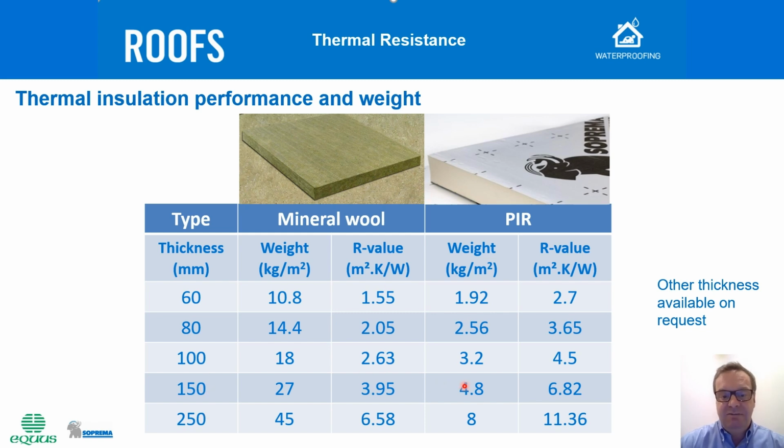On the other hand, if we look at 6.6 R value for PIR, we are talking about a weight of 4.8 kg per square meter. If we would look at the weight of mineral wool to obtain the same 6.6, we are talking about 45 kg per square meter, so almost factor 10. So there are some significant differences between PIR and mineral wool.